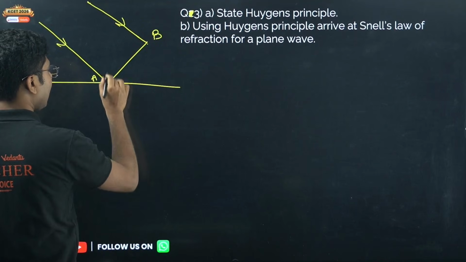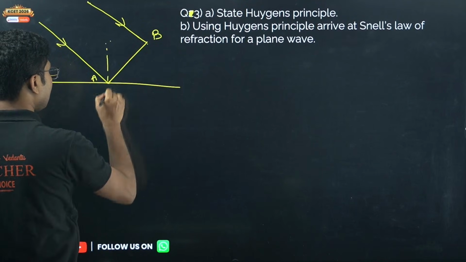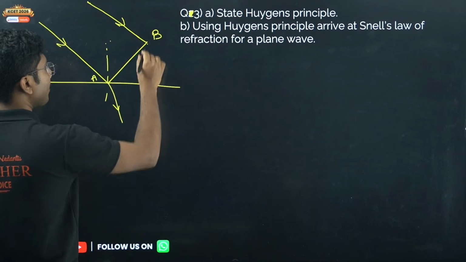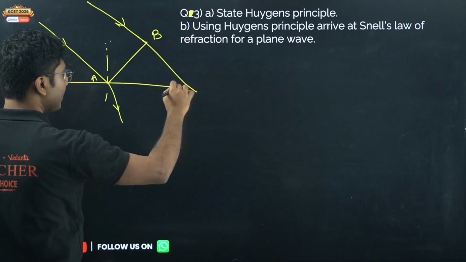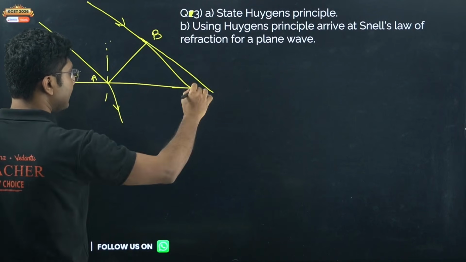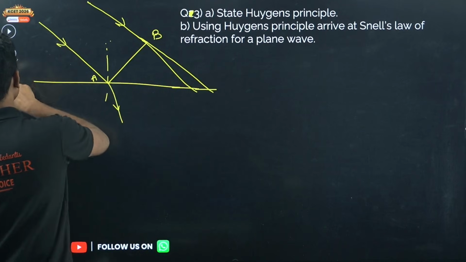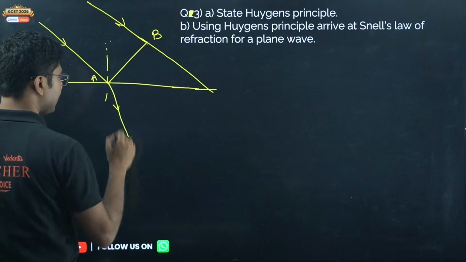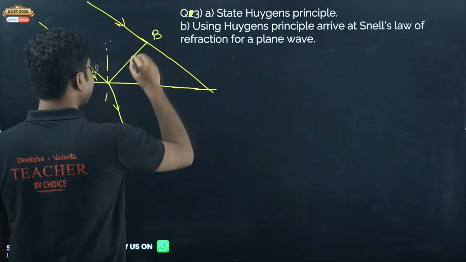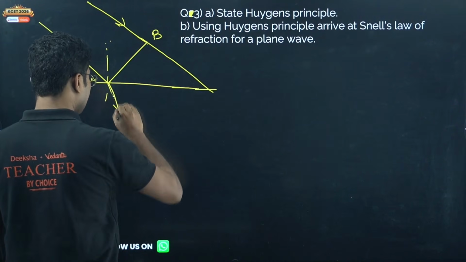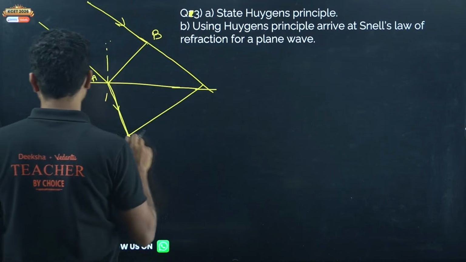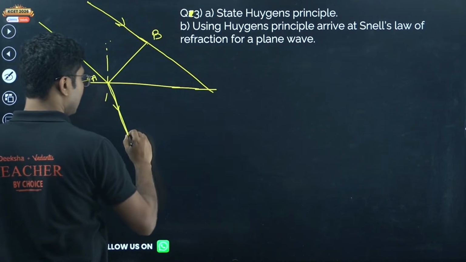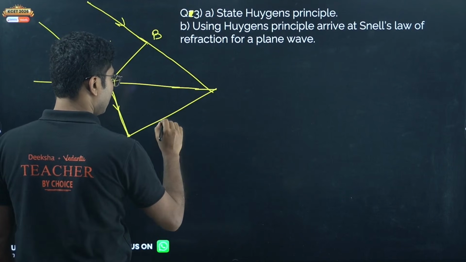Here the light ray is not getting reflected, but is going into the second medium. By the time the second ray reaches over here, the first ray already bends and travels some distance in the second medium. So this is the incident wavefront, and this will be the refracted wavefront.